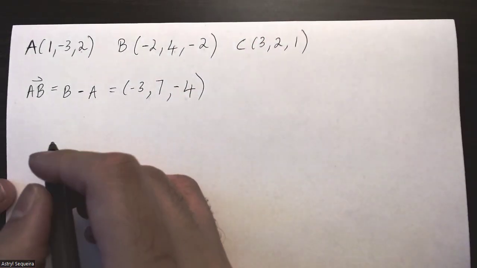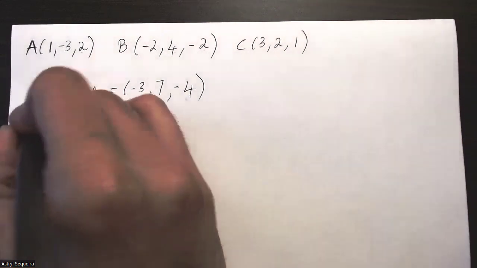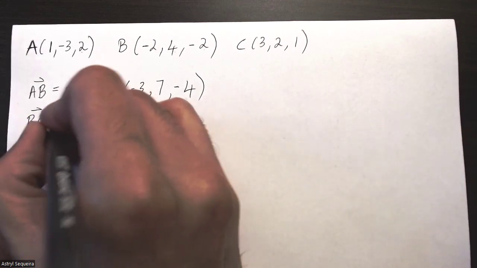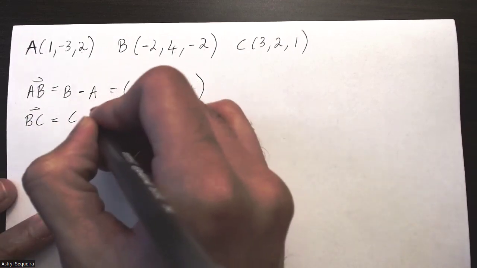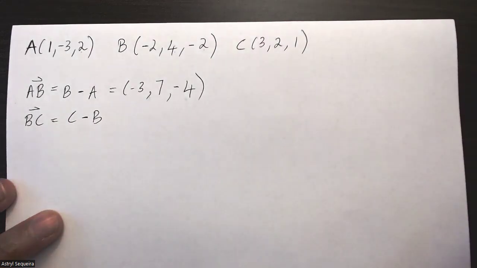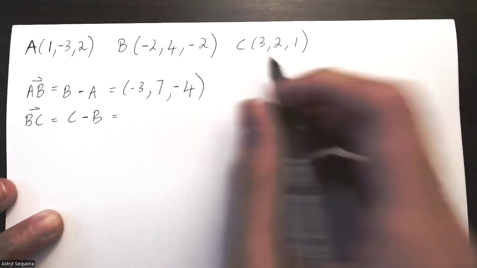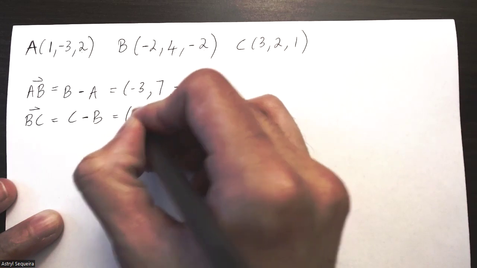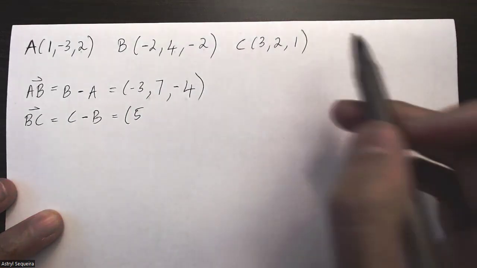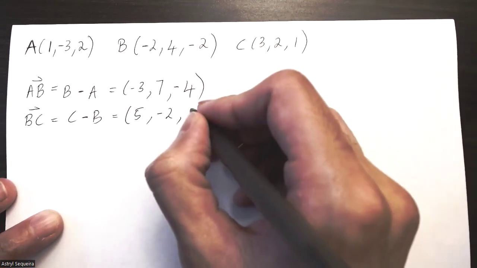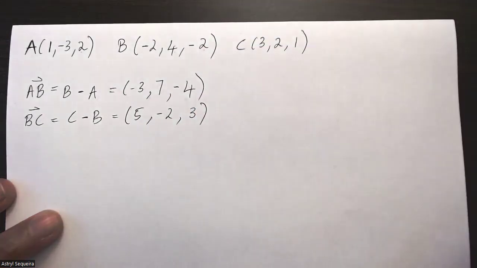Let's find our second vector now, which is going to be BC. But you could have also done AC in this case. Answer would be slightly different, but like I said, multiple possible solutions for a question like this. BC is just C minus B, so I'm just going to do C minus B. So 3 minus -2 is 3 plus 2, which is 5. 2 minus 4 is -2, and 1 minus -2 is +3.